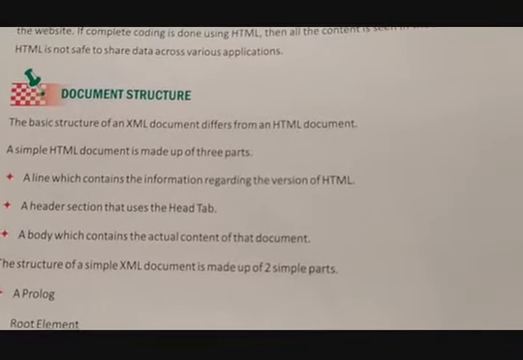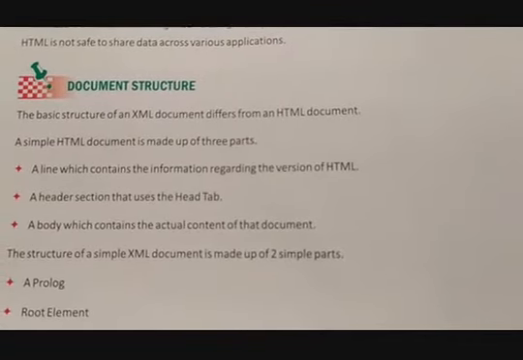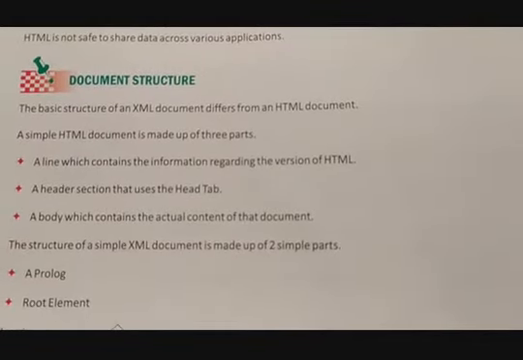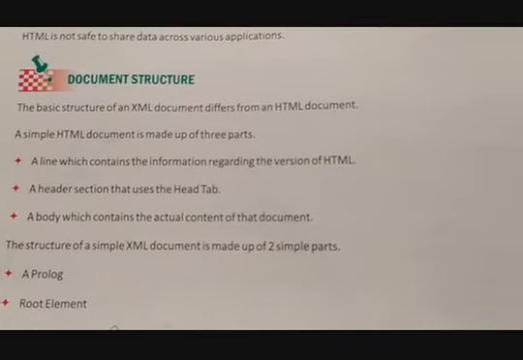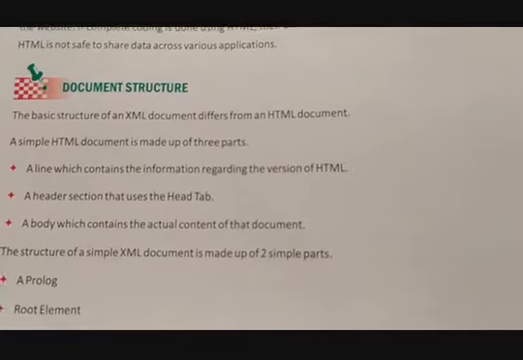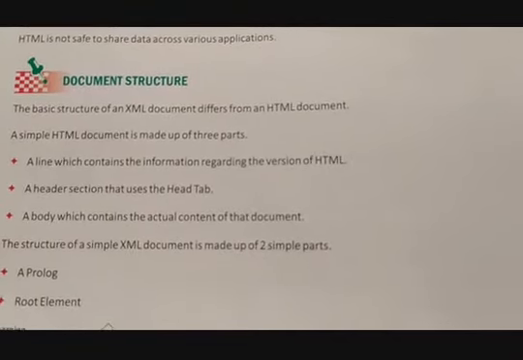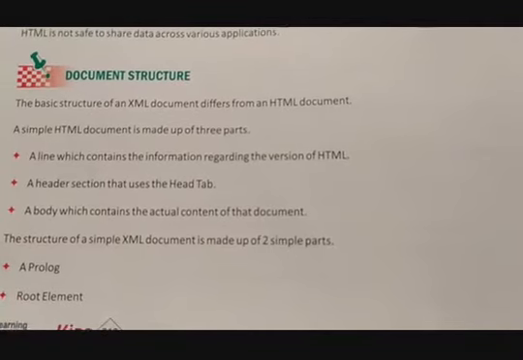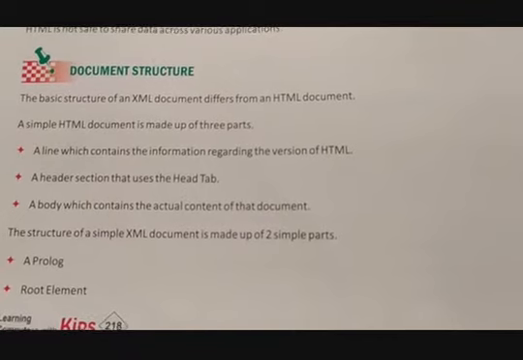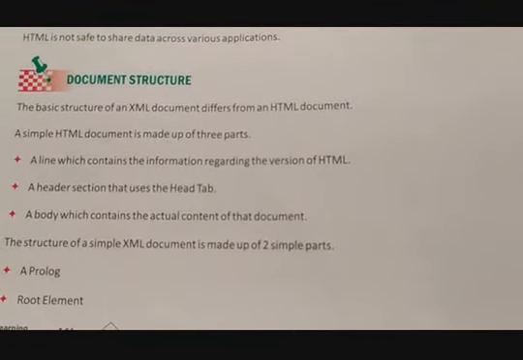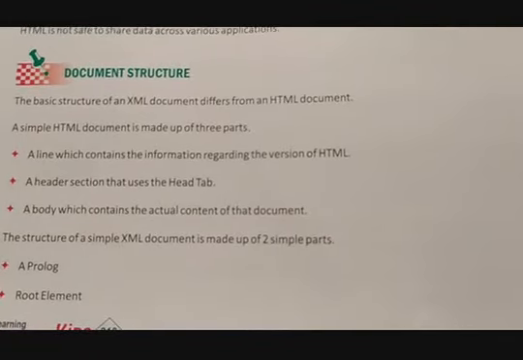So today we will understand about the document structure of XML. The basic structure of an XML document differs from an HTML document. Yes, students, you can see a simple HTML document is made up of 3 parts: a line which contains the information regarding the version of HTML, a header section that is used for a head tag, and a body which contains the actual contents of that document.